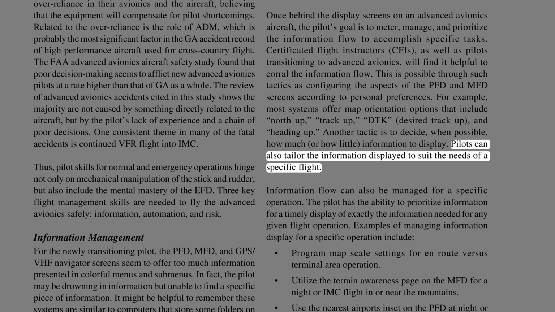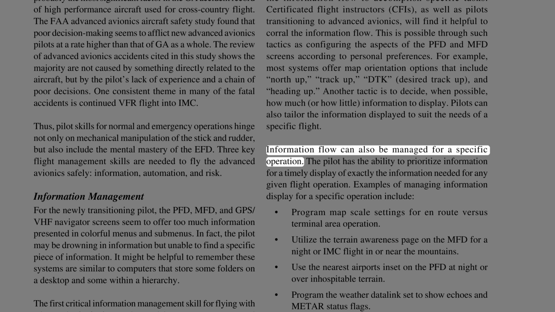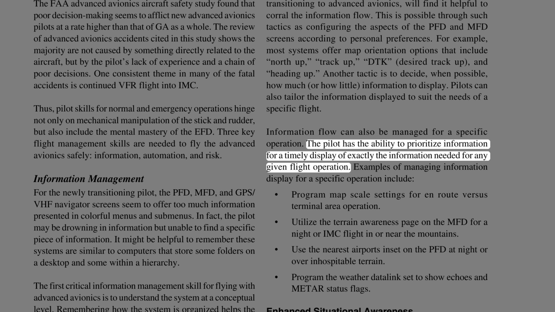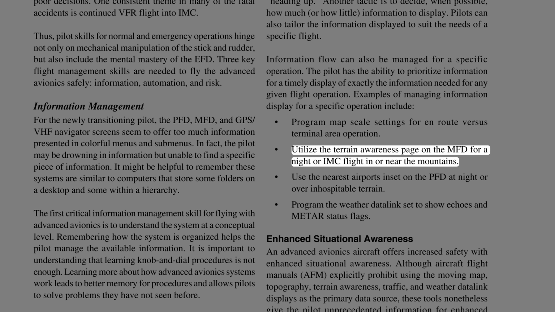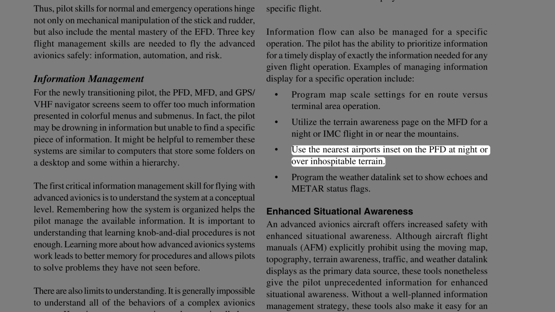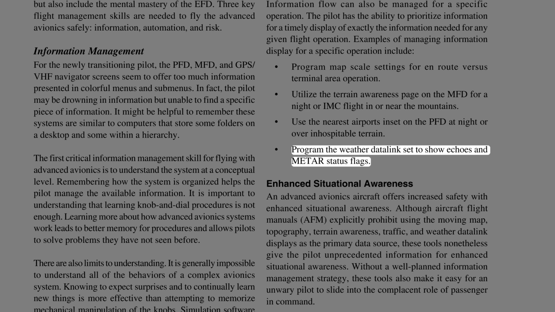Pilots can also tailor the information displayed to suit the needs of a specific operation. The pilot has the ability to prioritize information for a timely display of exactly the information needed for any given flight operation. Examples of managing information display for a specific operation include program map scale settings for en route versus terminal area operation. Utilize the terrain awareness page on the MFD for a night or IMC flight in or near the mountains. Use the nearest airport's inset on the PFD at night or over inhospitable terrain. Program the weather data link set to show echoes and METAR status flags.